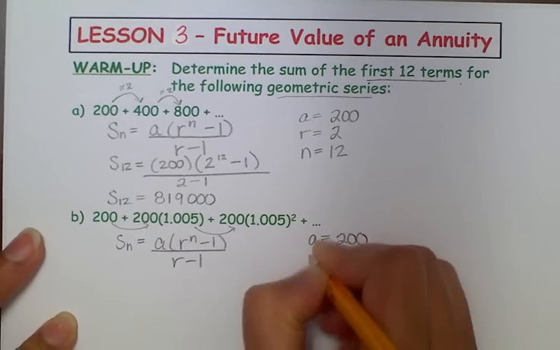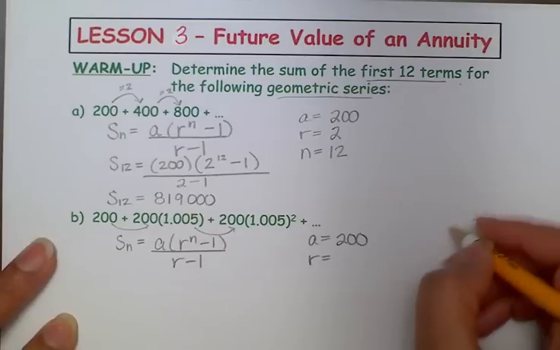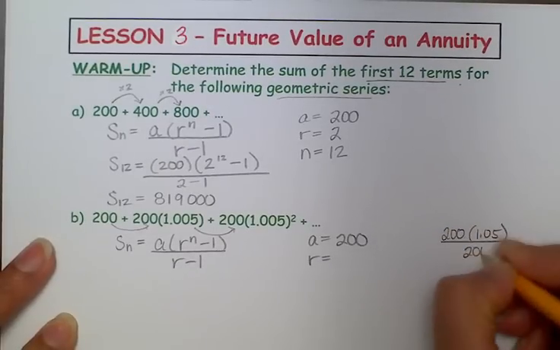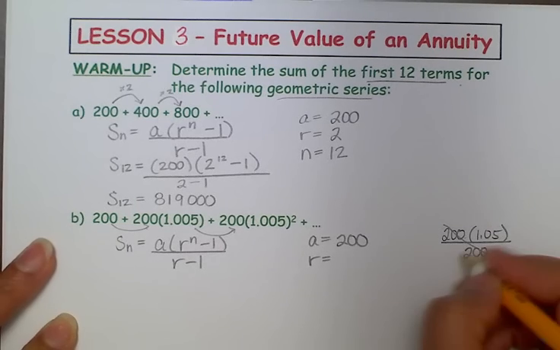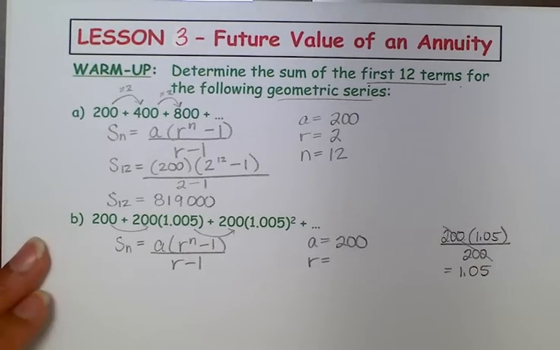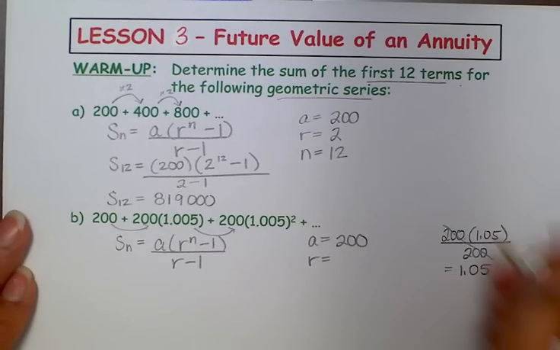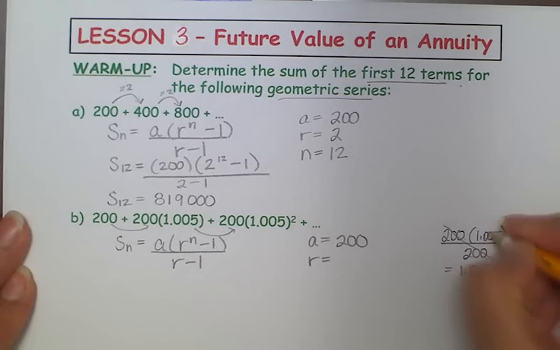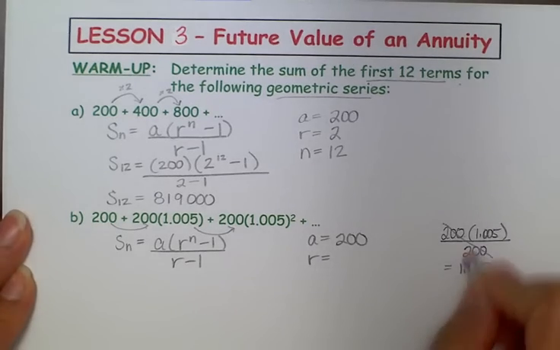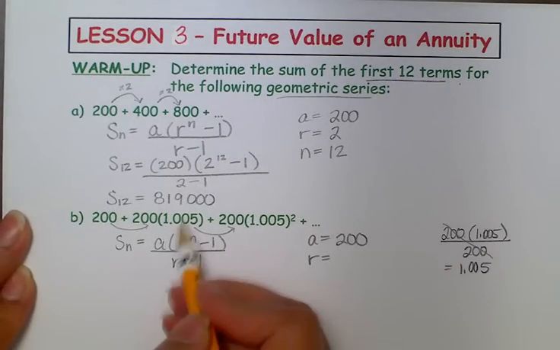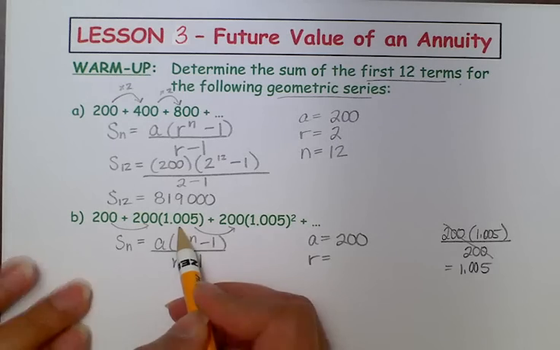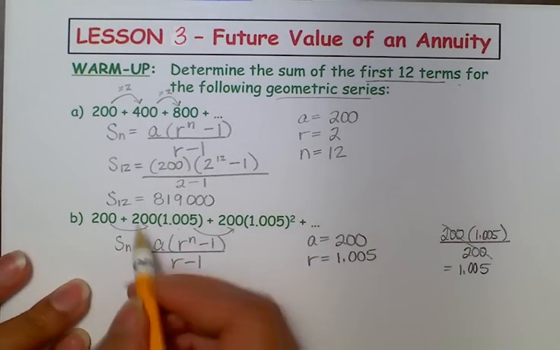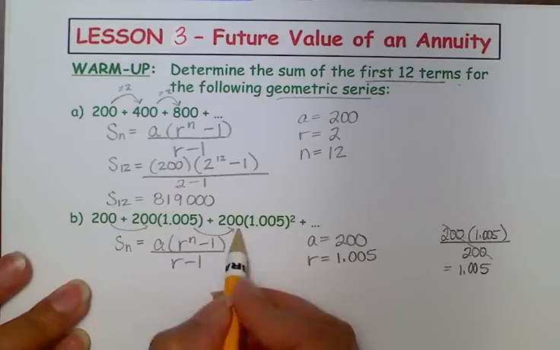And this time the common ratio, if I was trying to determine it, I can look at the ratio between the second term and the first term. And so if I divide those two values out, I get 1.005. Missed one of the zeros. And so what that tells me is that the common ratio in this case is 1.005. So I need to multiply by 1.005 each time to get to the next term.